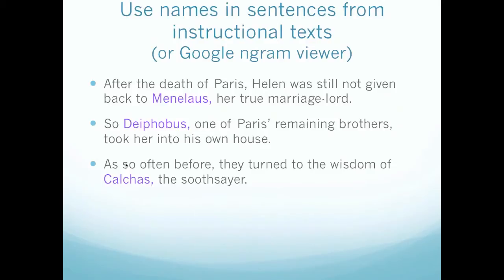Okay, we know the name Helen, and we know that she in fact was married to someone else, and that person may come up in the story, may not. The way that the Greek myths are written, sometimes we never ever hear of that person again, as is the case in the second sentence, Paris's brother.